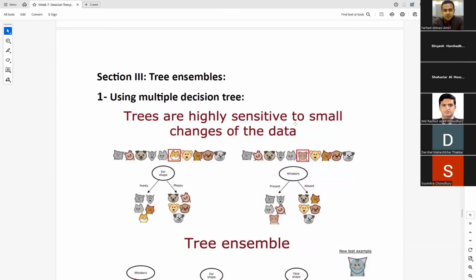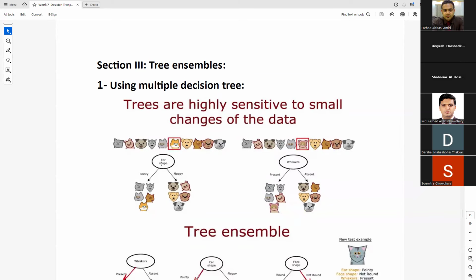Trees are highly sensitive to small changes of the data, so we need to have a tree ensemble or group of them, because we cannot just trust one tree, because it is very sensitive. If just a data point changes a little bit, then it impacts the decision tree's decision, right? So we need to have a group of decision trees and get the majority of the vote to make a decision.